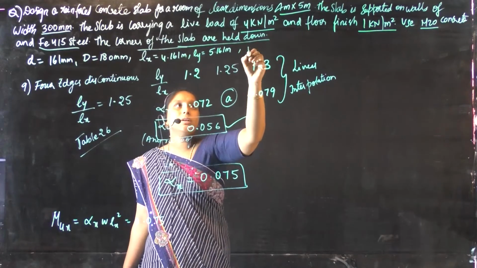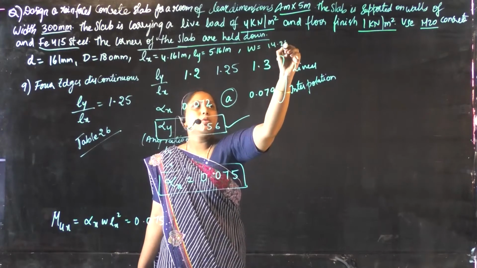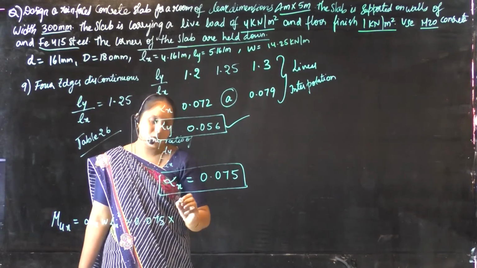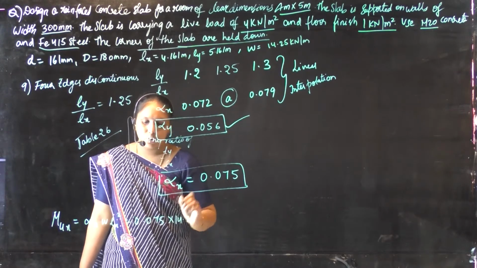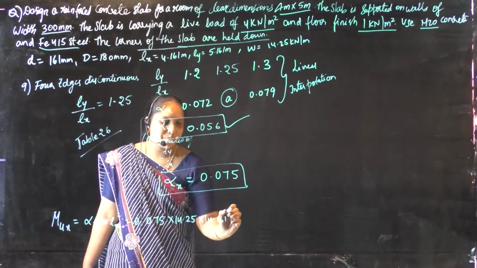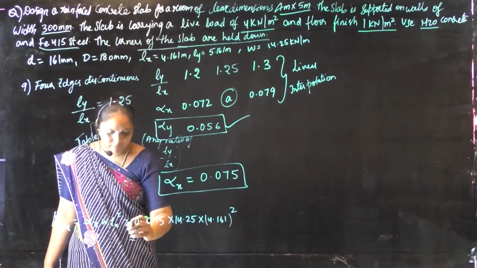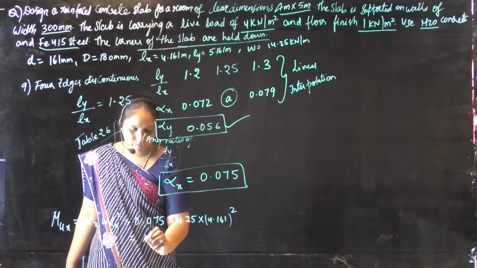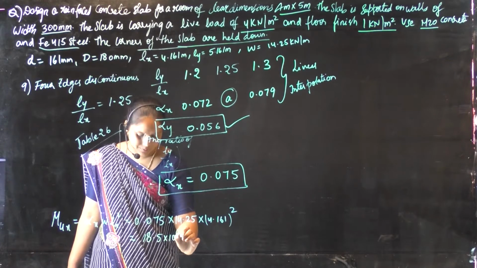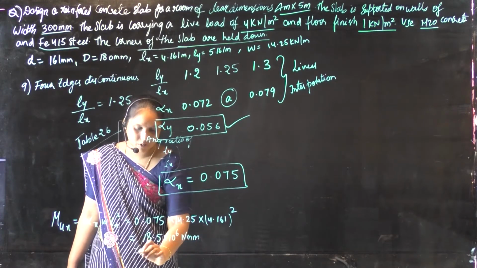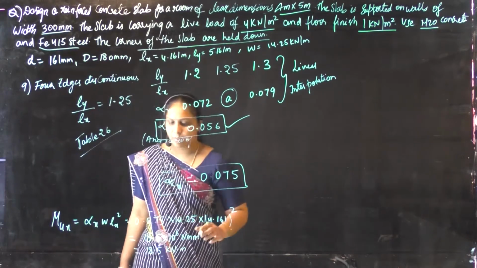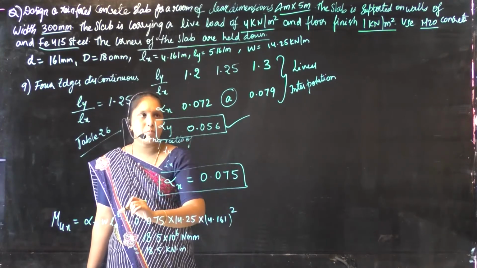So how much is the load we got? W is equal to 14.25 kilonewton per meter. So 0.075 into 14.25 into Lx. So what is the value of Lx? It is 4.161 whole square. On solving this, you will get a value of 18.5 into 10 to the power of 6 Newton mm, which is nothing but 18.5 kilonewton meter. So this is the value what you will get if you will calculate mu x.